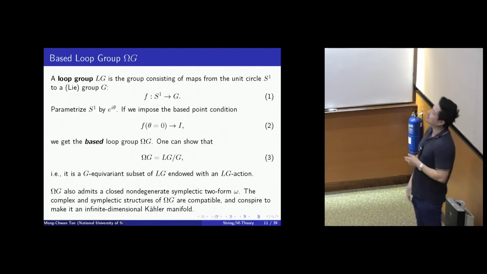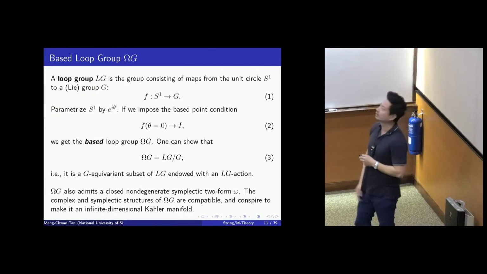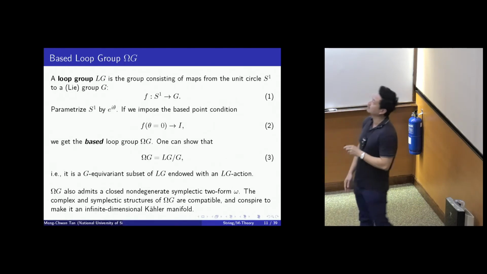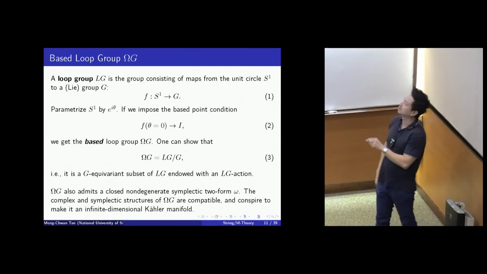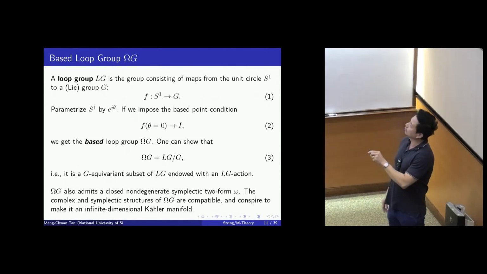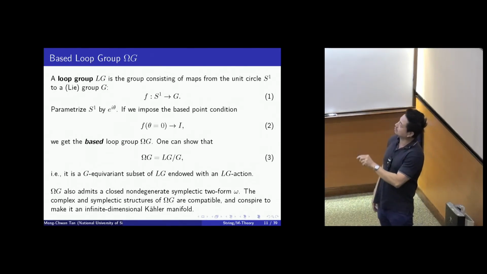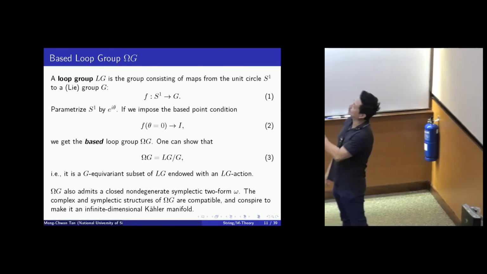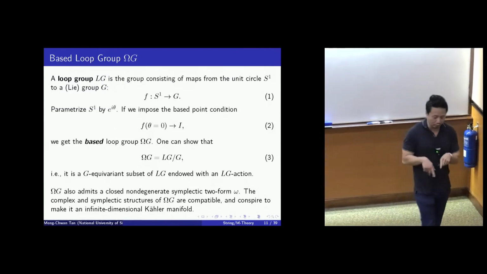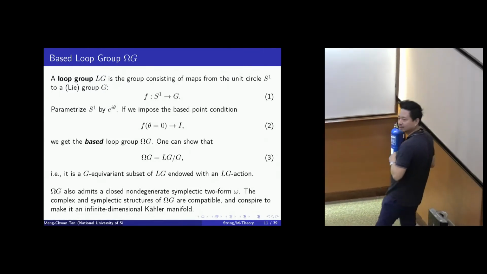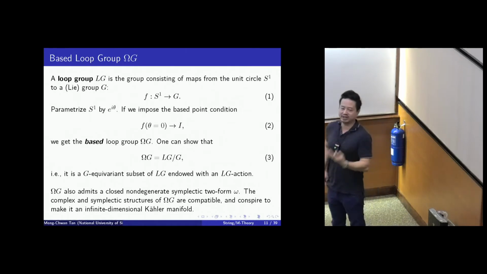And then there's this thing called the base point condition. If you parameterize the S1 as e^{iθ}, when θ is 0, it maps to the identity. With this condition, you get what's called the base loop group. Essentially, what's important for us is that it looks like this: a loop group modded out by G. So it is a G-equivariant subset of LG, endowed with an LG action.